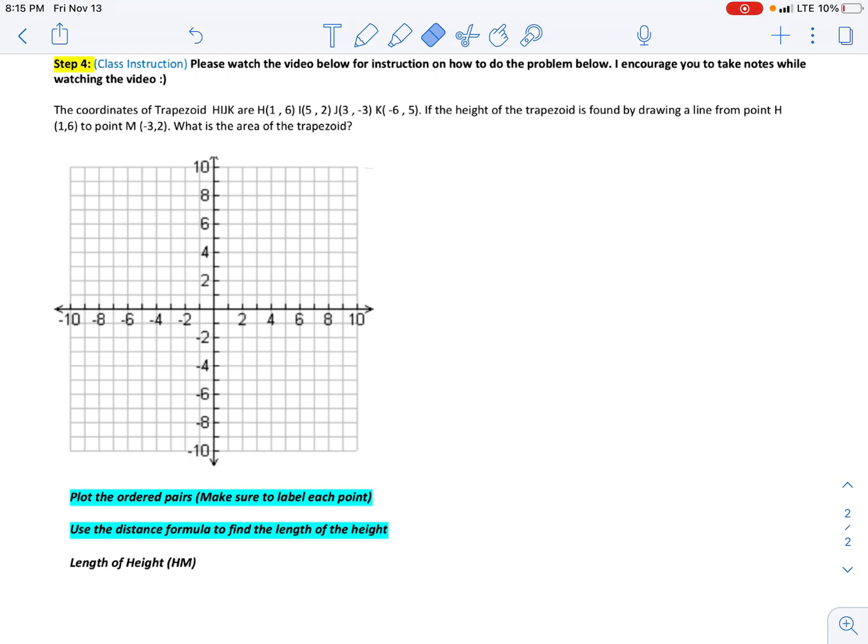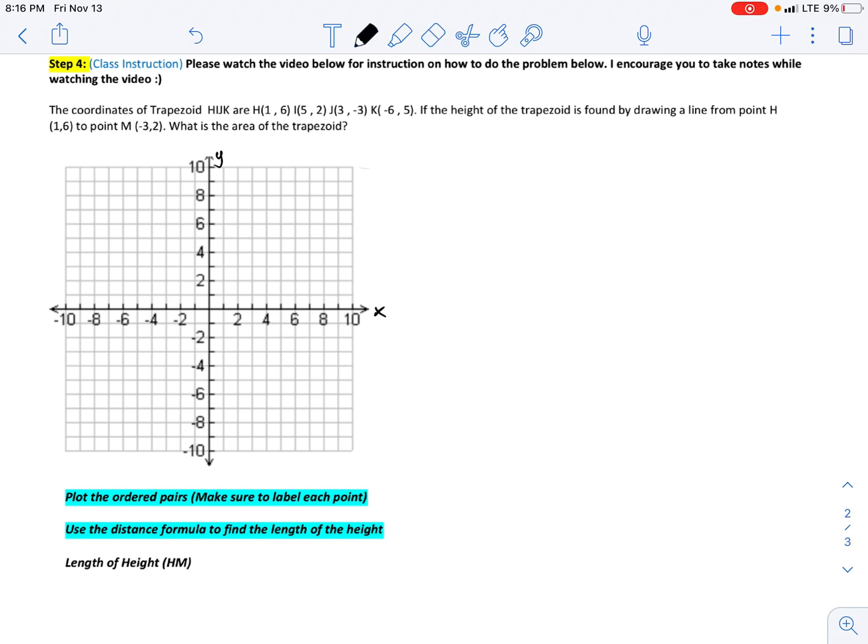And so if the height of the trapezoid is found by drawing a line from point H, which is 1, 6, to point M, which is -3, 2, what is the area of the trapezoid? And so first I'm going to plot the points in the coordinate grid. And so H is given by 1, 6, so these are my x values, this is my y values, and so my x value in 1, 6 would be 1, and then the y value would be 6.